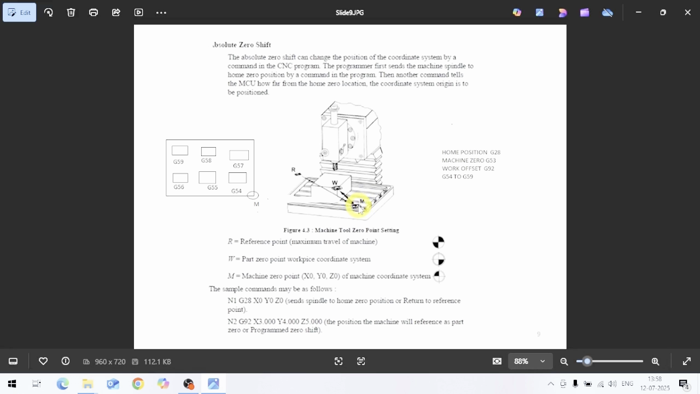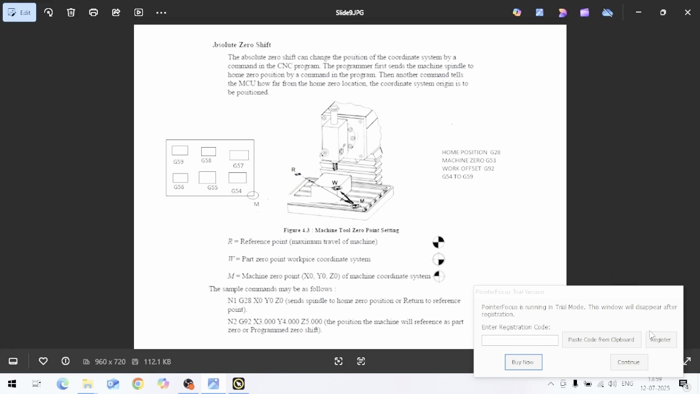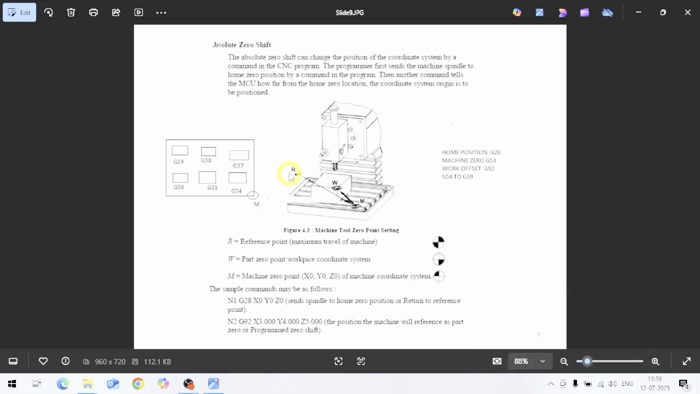If this point is 0 0, say the table travel in the x-axis is 200 mm, then R will be at the maximum point. Maximum travel means it will be at minus 200 mm, and then in the y-axis it will be minus 200 again, and in the z-axis it may be 300 or 400, whatever is the maximum travel of the machine. So W is the work zero point. This is a floating point, whereas machine 0 is a fixed point.